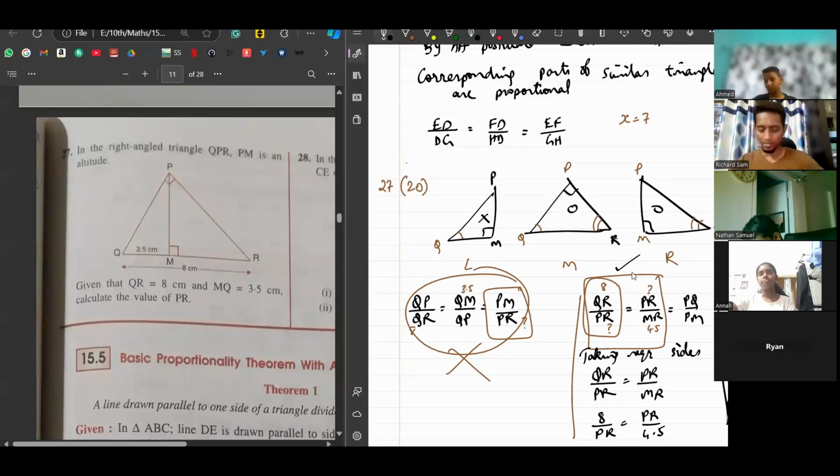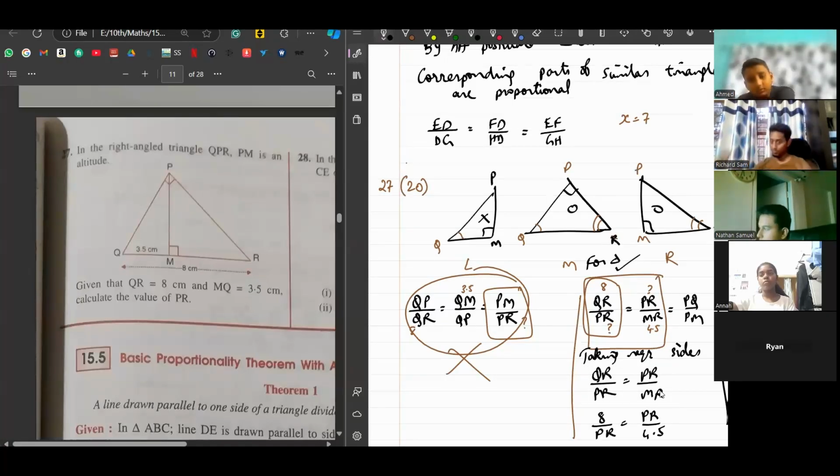Now, how do you write this down in your writing? You will just write for triangle PQR and PMR. And then you show the two angles that are equal to each other. And then you show that, okay, these two triangles are similar. Therefore, then you will write all these ratios. Okay. Then you will write taking required sides and then write this ratio and then solve that.